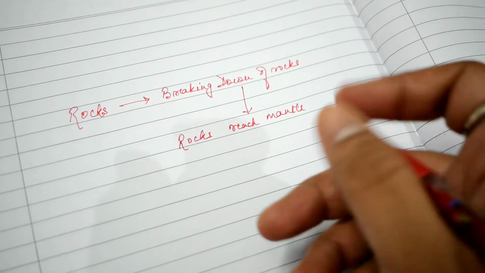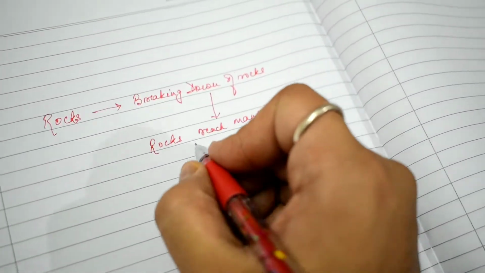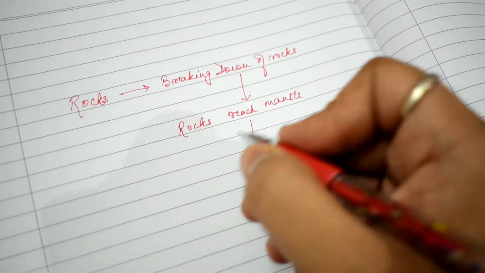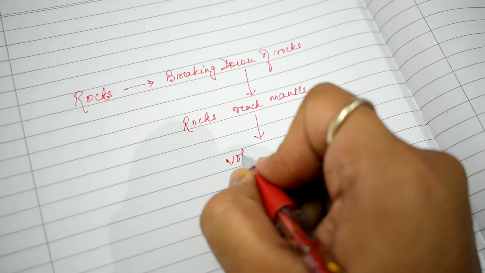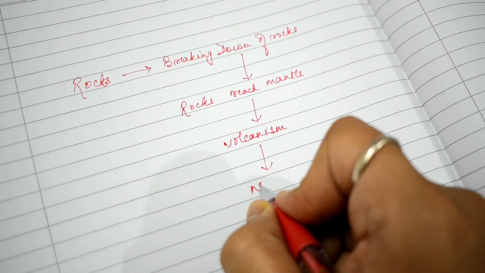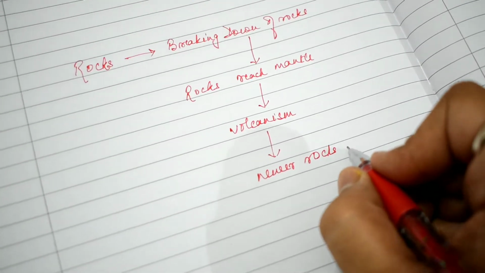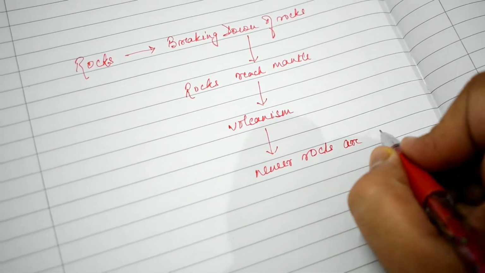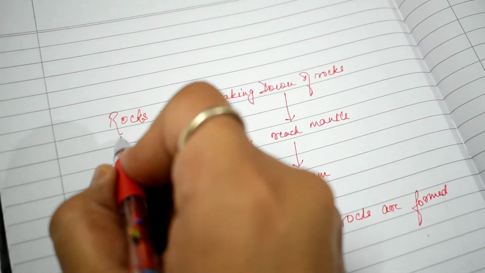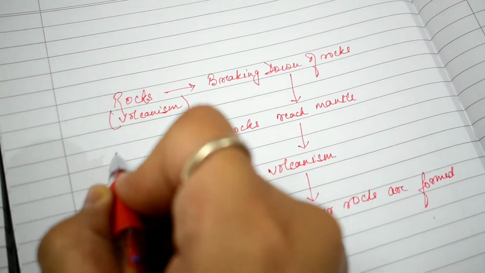You all know, we have been talking about this in the previous videos, what happens when some part of the crust goes inside the mantle. It again melts, becomes a part of the mantle, and due to volcanism, newer rocks are formed. So this is what is known as the rock cycle. Rocks come out due to volcanism, newer rocks, that is the igneous rocks.